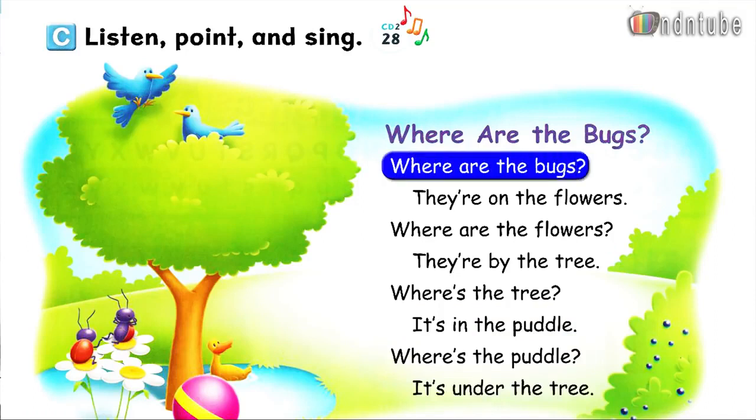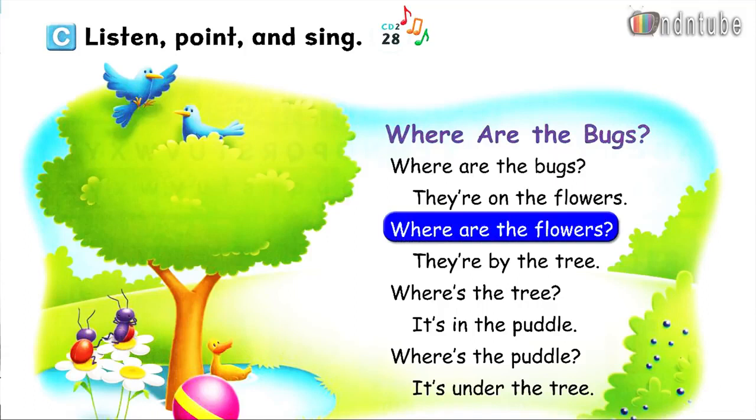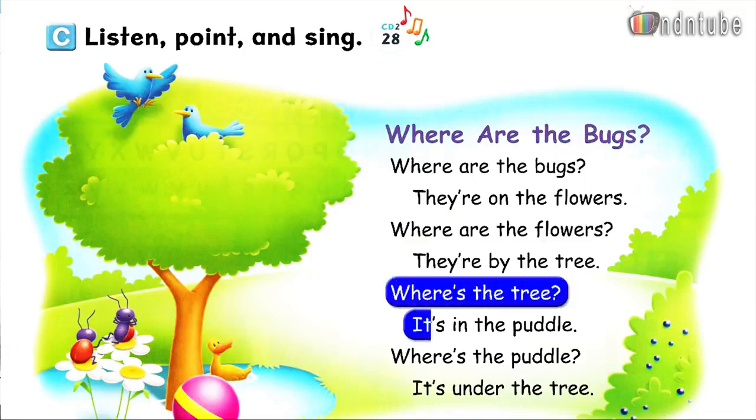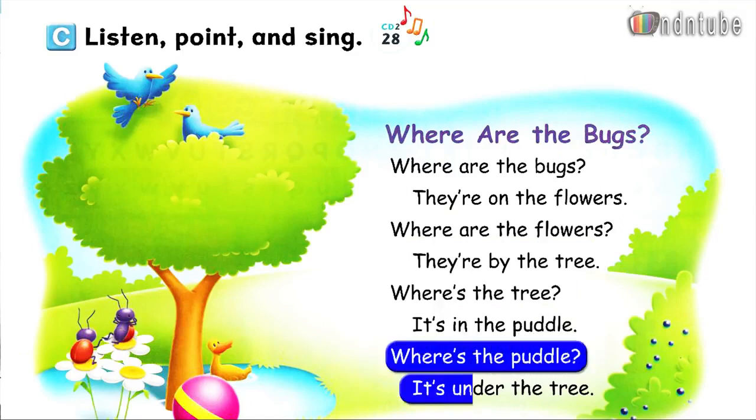Where are the bugs? They're on the flowers. Where are the flowers? They're by the tree. Where's the tree? It's in the puddle. Where's the puddle? It's under the tree.